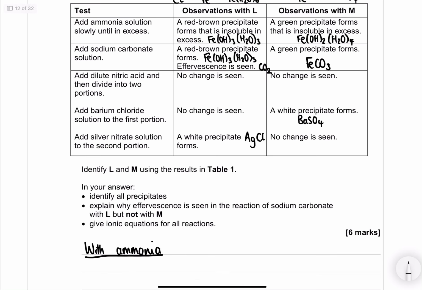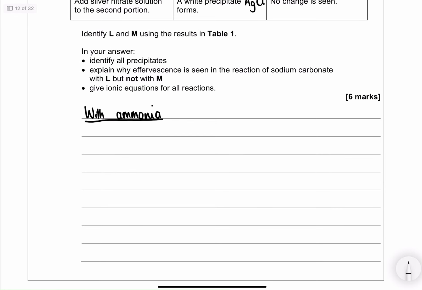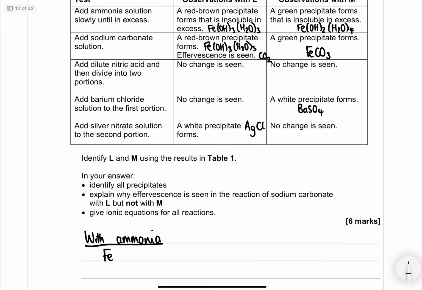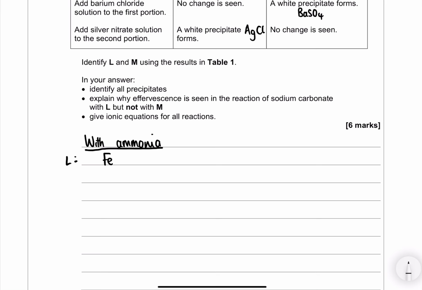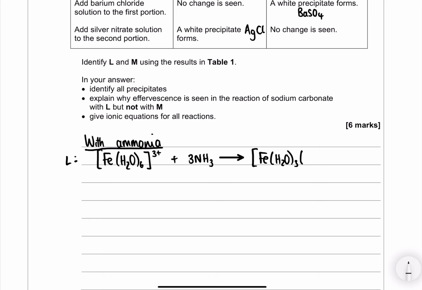Okay, so we need to explain the red-brown precipitate and give an equation. So we've decided that L is Fe(H2O)6, the 3 plus one, because it's all brown precipitates. We're going to add 3 ammonias because each ammonia is going to pull off a proton. So we're going to get (H2O)3 times (OH)3 times. That is our solid. And 3 ammonium ions. This is our brown precipitate.